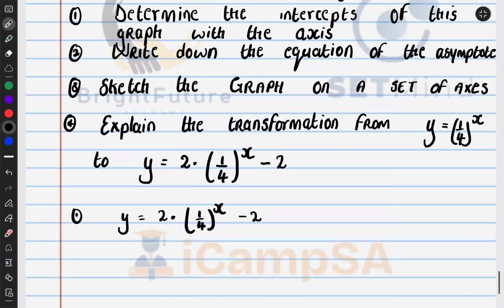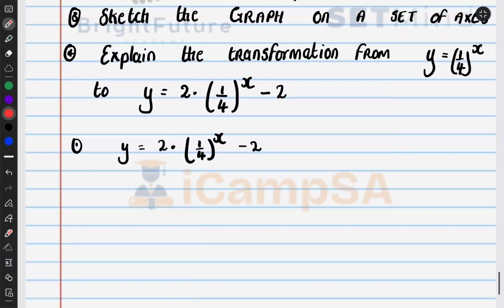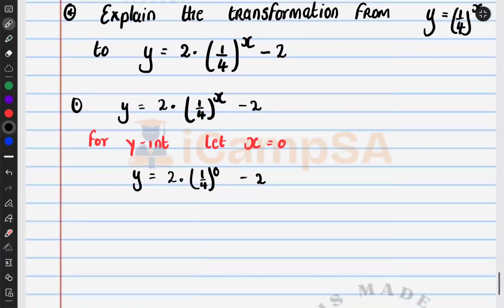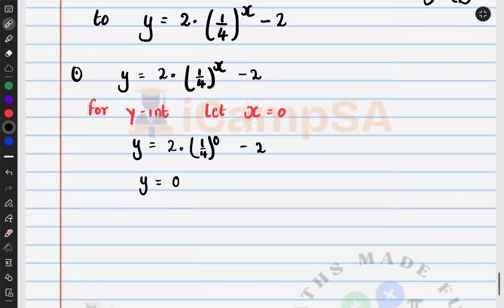For number 1, to determine the y-intercept, we let x equal to 0, and then we solve for y. So the y-intercept would be: y is equal to 2 times 1 over 4 to the power of 0, minus 2. 1 over 4 to the power of 0 should be 1, times 2. Okay, the y-intercept will be 2 minus 2, that will be 0.